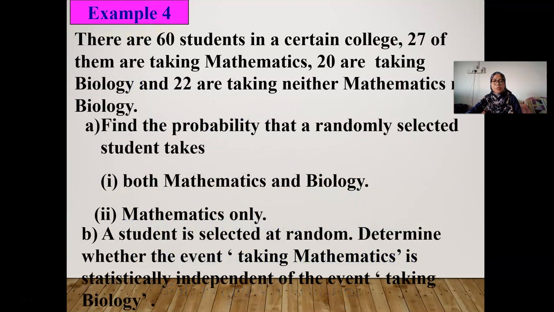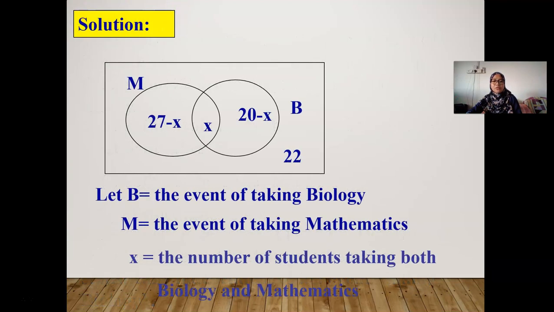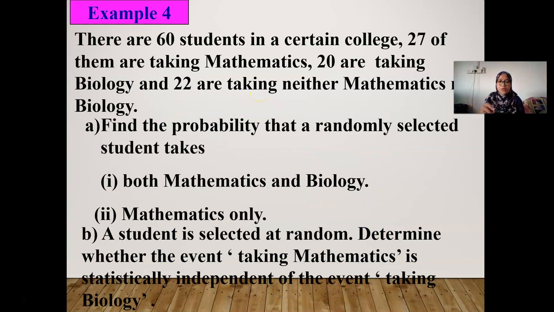So we just have the information: 27 students taking maths, 20 taking biology, and 22 taking neither maths nor biology, 22 outside. If we sketch it in a Venn diagram, 22 is not taking mathematics or biology. Based on the question, we need to find the students who are taking maths and biology together.